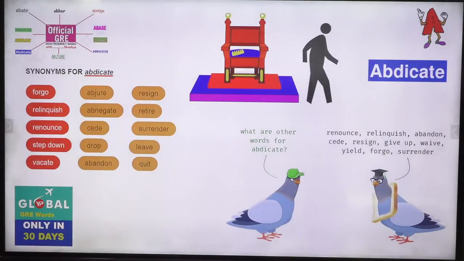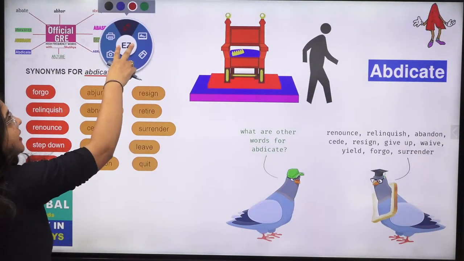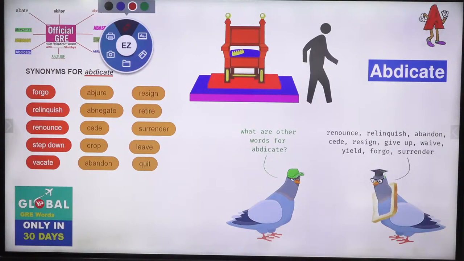Now next word we have is abdicate. What do you mean by abdicate? It's another beautiful word, and you can notice this word million of times in the newspapers so far.